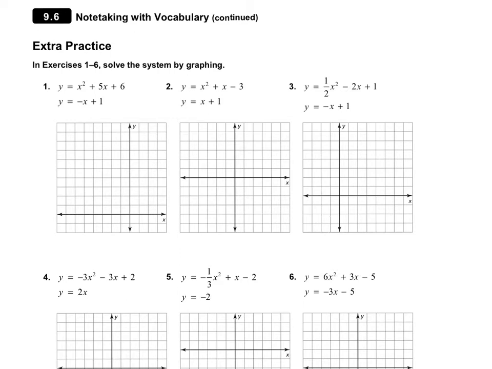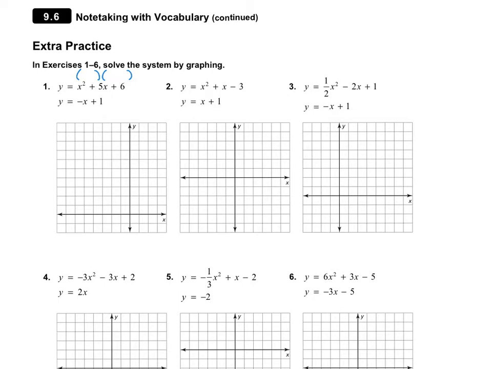A system of nonlinear equations means that at least one of the equations is nonlinear. So the other one can be linear, and that will be the case in all of our practice ones today. We will have one that's quadratic and one that's linear. As you can see, I'm starting on page 304 of your journal today, and so we're just going to do page 304 and 305.